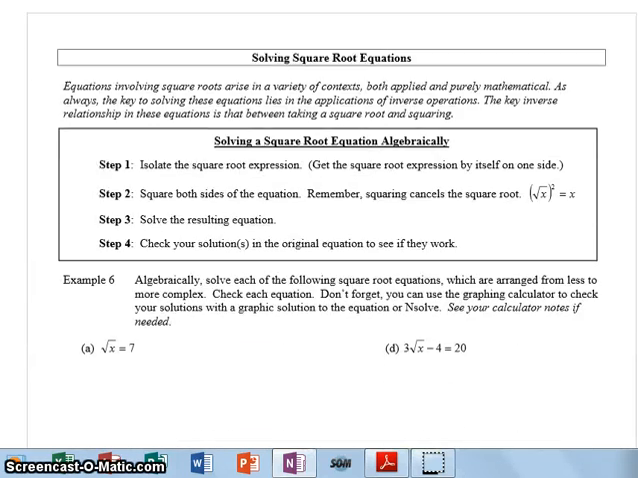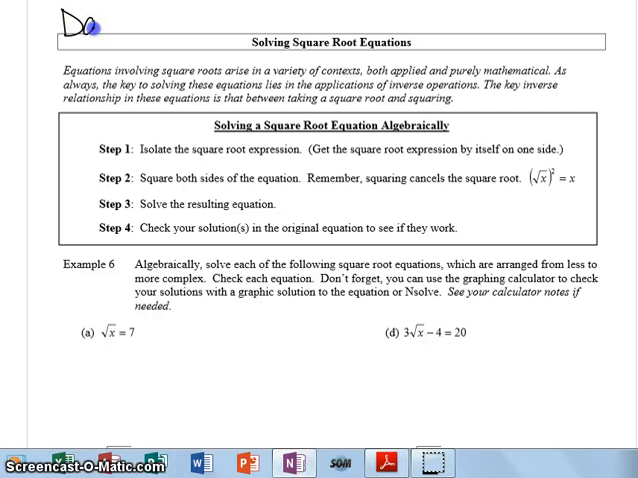Alright guys, so today is Unit 5, Day 2, and we're starting with solving square root equations. This lays out step by step what I'm doing. So if you get lost or you forget the process, just go back and read these. But basically, I'm going to walk you through those right now.